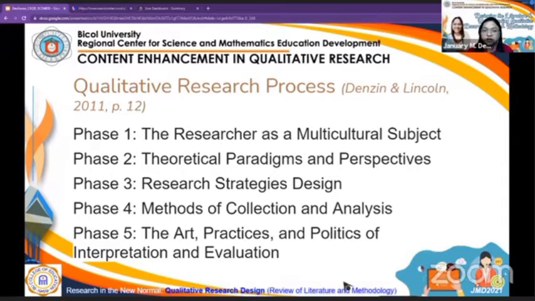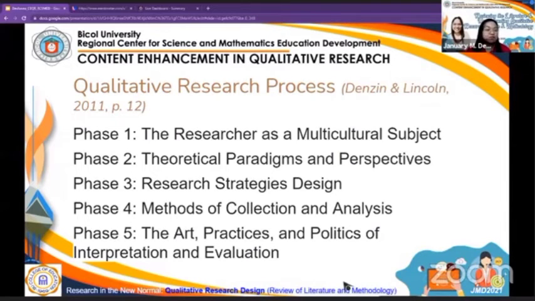What do you bring in your inquiry? You will talk about your personal history, even your views about yourself and others. And as I've mentioned earlier, your ethical and political issues. So that is why the researcher himself or herself is the beginning of the qualitative research process. You are the multicultural subject. And oftentimes, we overlook this phase as a researcher. I don't know about you, but we don't usually read them.